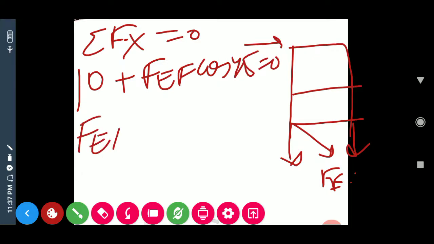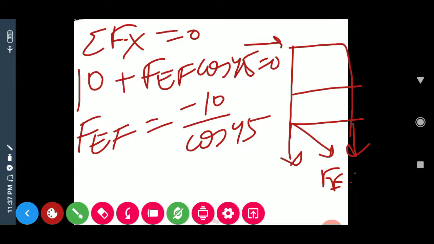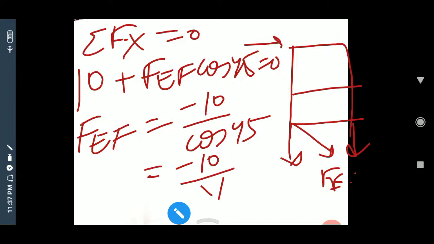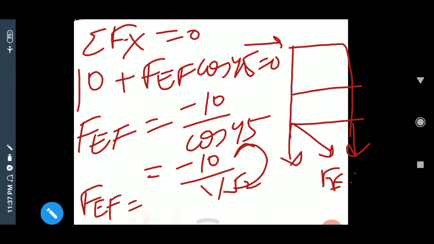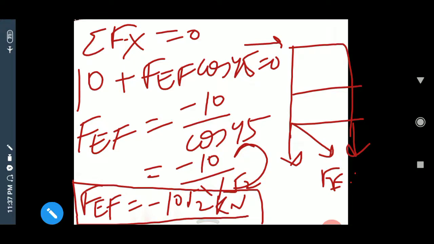So what is FEF? It is minus 10 by cos 45, and 1 by cos 45 is root 2, so the root 2 comes over here in the upper part. So FEF equals minus 10 root 2 kilonewton. What is the significance of this minus sign? It has already been mentioned in the earlier video that it is compressive in nature. So that's how we deal with the method of sections.